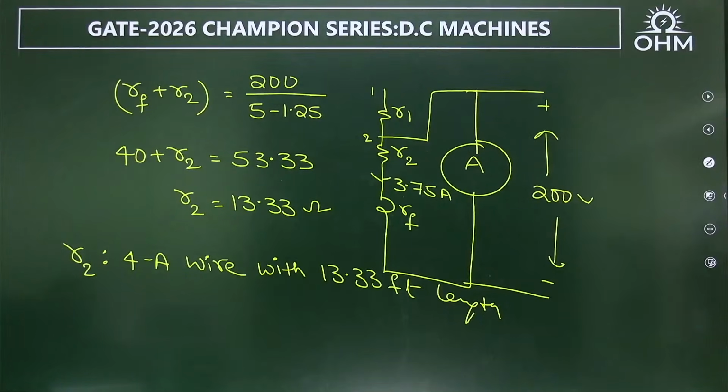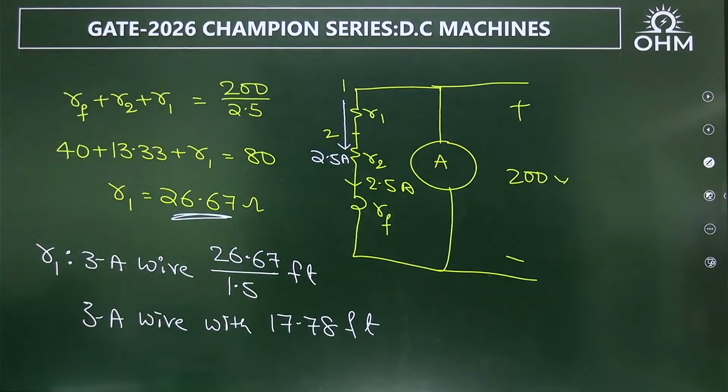5 minus 1.25. To carry 3.75 ampere, you need 4 ampere wire. R2 cannot be designed with 3 ampere wire. You need 4 ampere wire. Then when I change the regulator to R1 position, current becomes 2.5. To carry 2.5, you can use 3 ampere wire. For R1, 3 ampere wire can be used. Okay. This is how we solve the problem. Are you clear? Right.